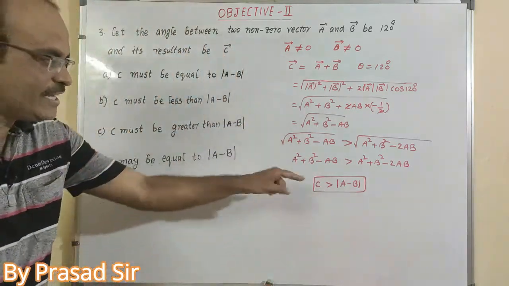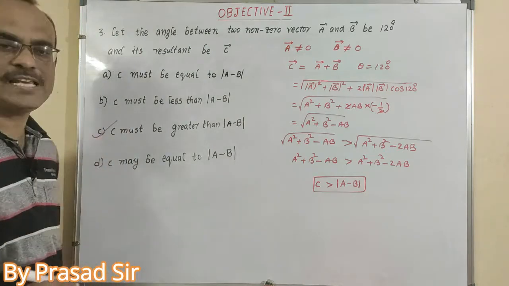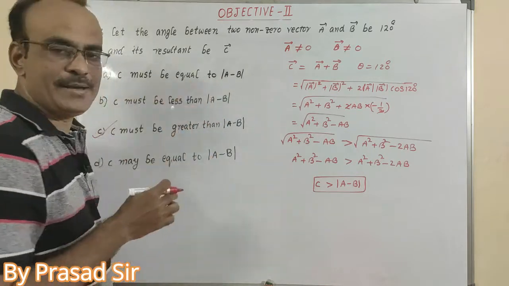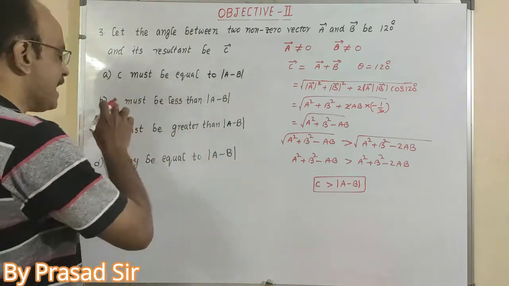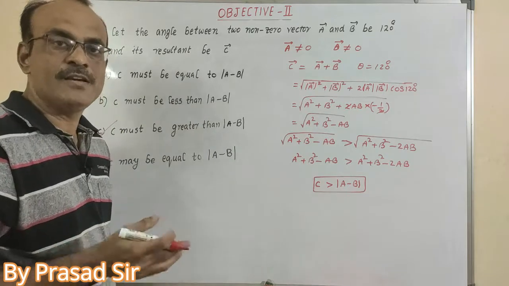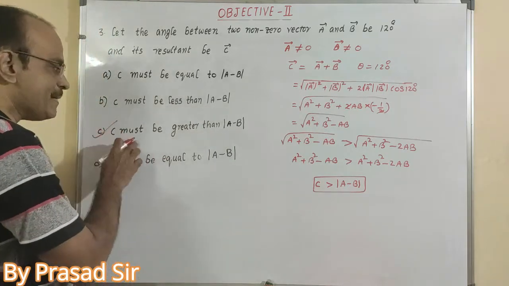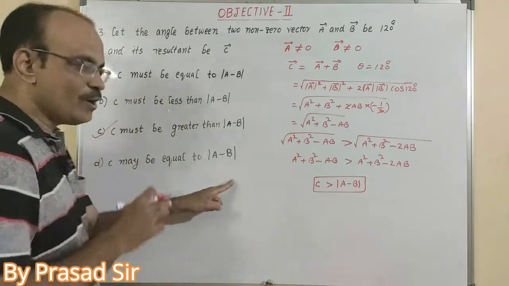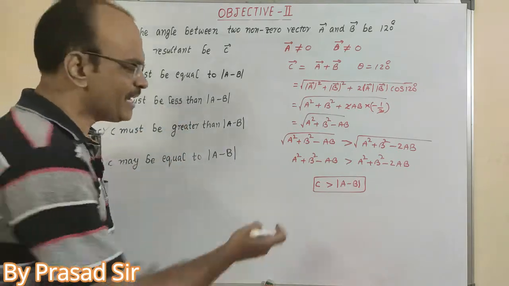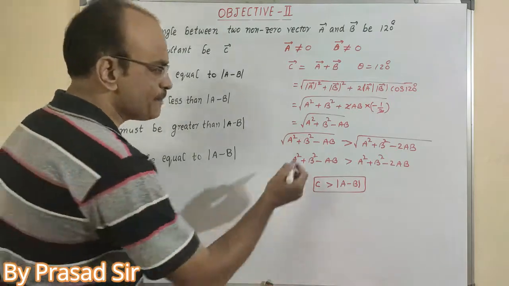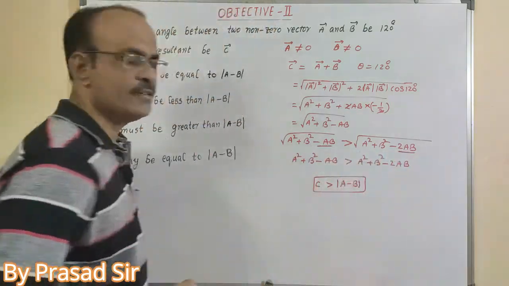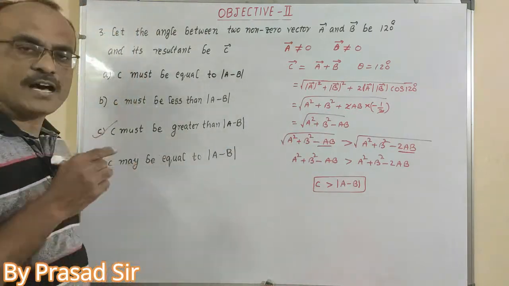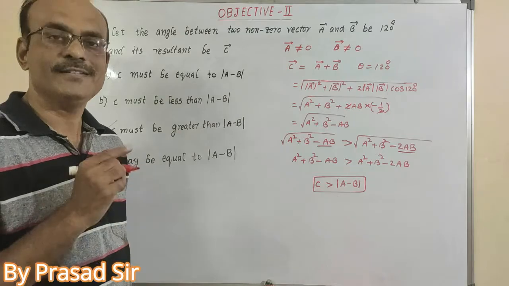So from this, what is the answer here? Option C is the correct option. C must be equal to A minus B, nothing is possible. C must be less than A minus B, not that one. And C must be greater than A minus B, compulsory. And C may be equal to A minus B, not possible. Why? Because we got C greater than A minus B. Observe only these two here, the minus AB, here minus 2AB. So that's why this is the solution for question number 3.